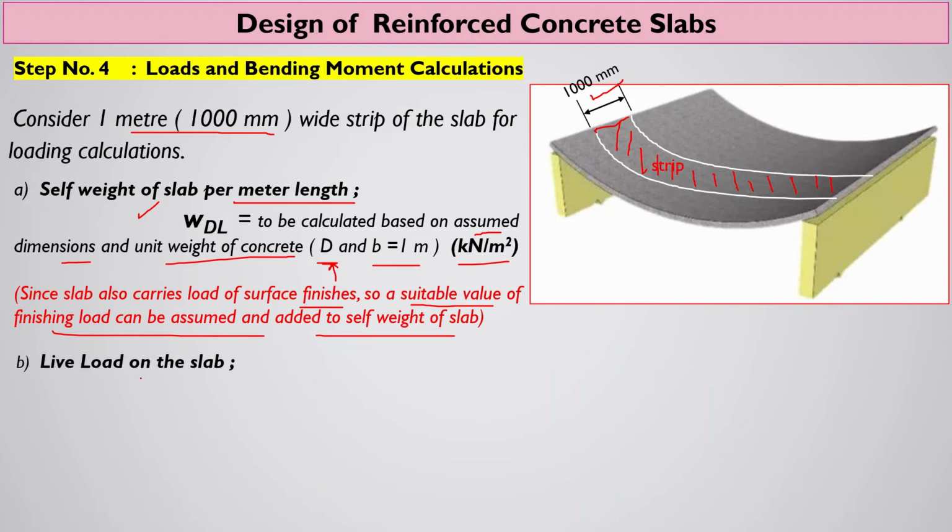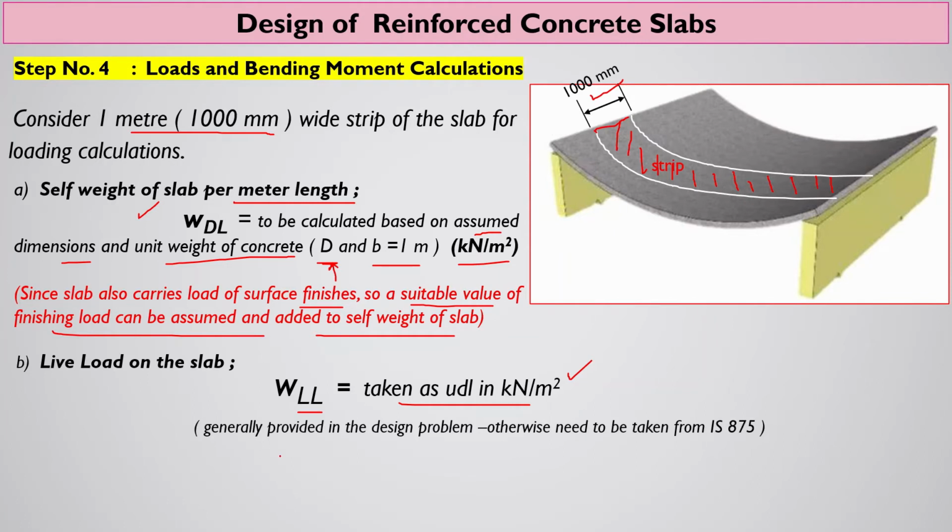Now live load on the slab, WLL, we can take it as WLL live load. It will also be taken as a UDL, but because we are taking strip equal to 1 meter, it will be in the unit of kilonewton per meter square. So both the loads, whether it is the dead load of the slab or the live load on the slab, will have the same unit, kilonewton per meter. So here you have to take care during the calculations.